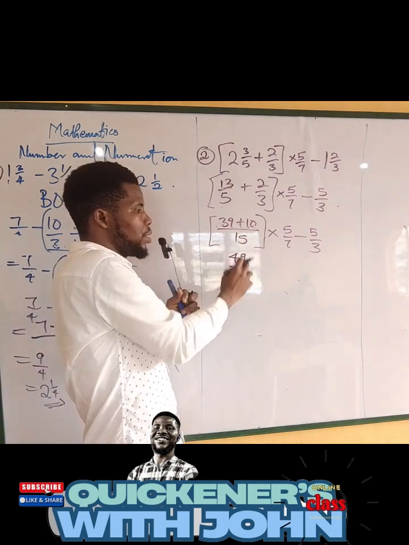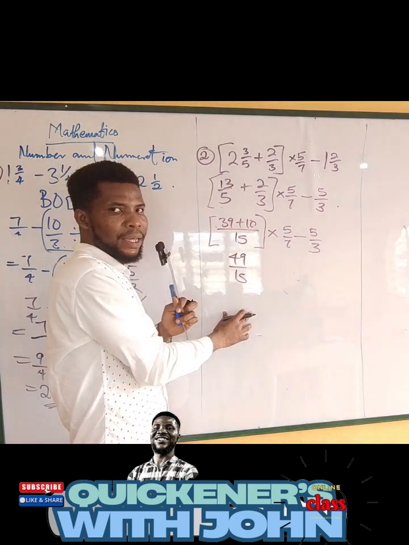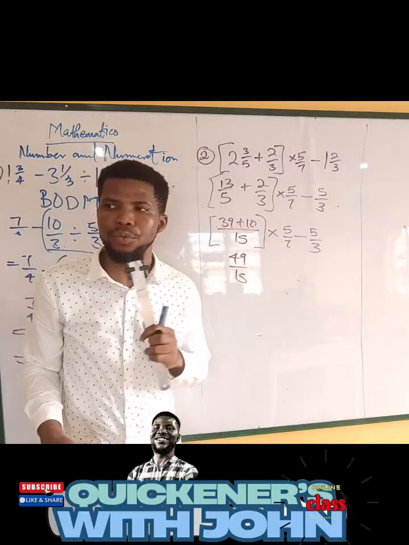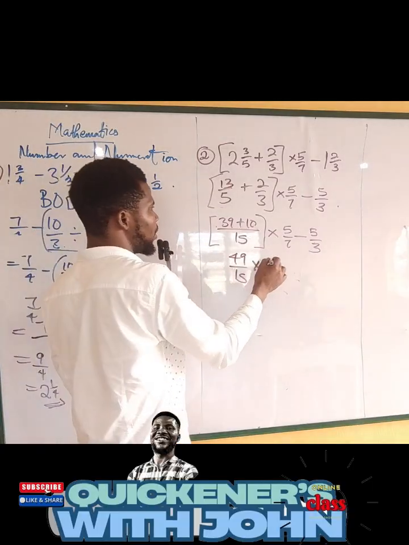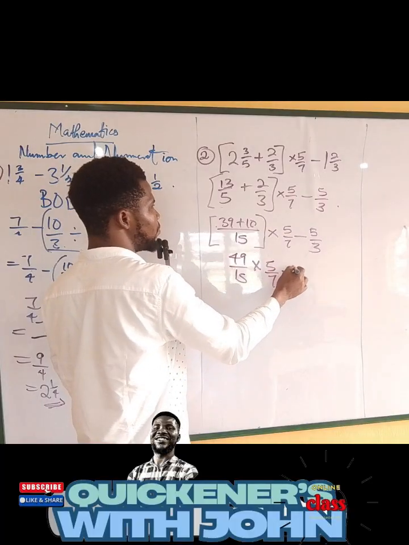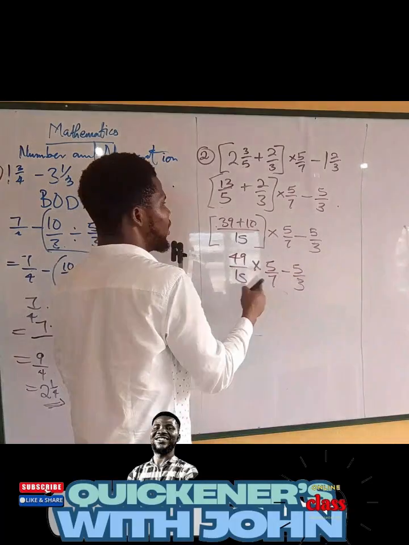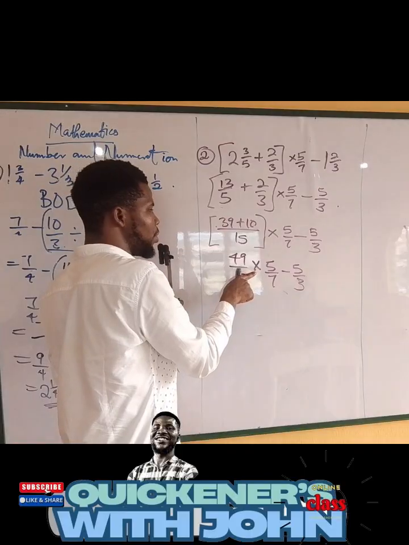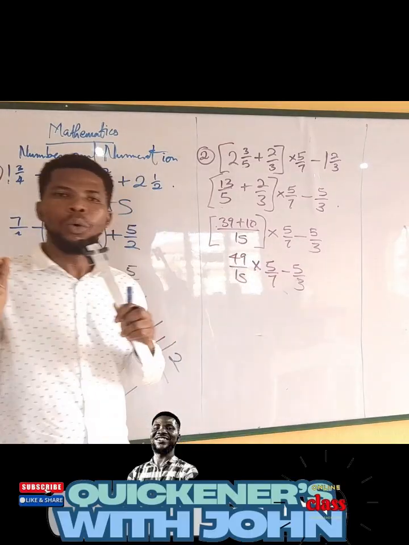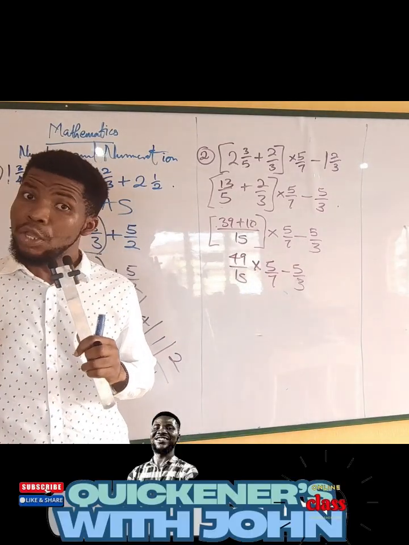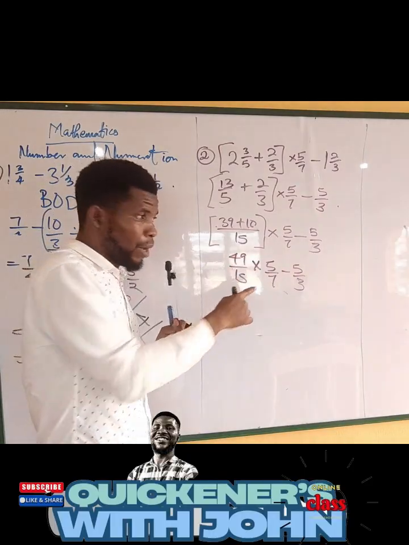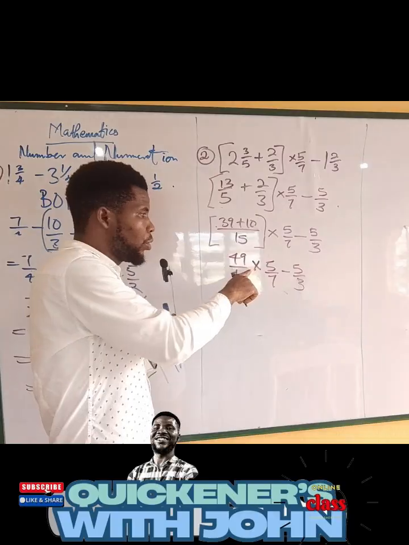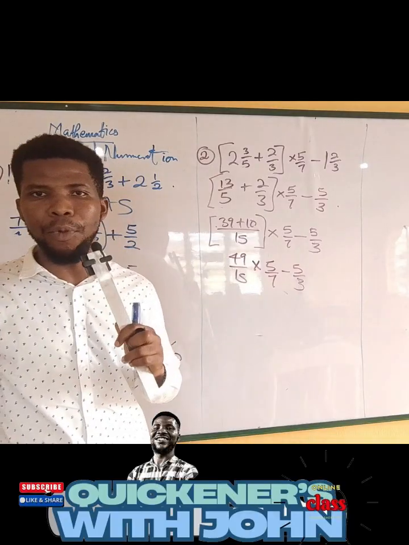As soon as you are done with this and you have your single answer, then you do away with the bracket. Do away with what? The bracket. So what you have left is times 5 over 7 minus 5 over 3. Now, you have multiplication and subtraction. I told you, addition and subtraction you take as you go, but these are not the same. So which operation are we operating first?